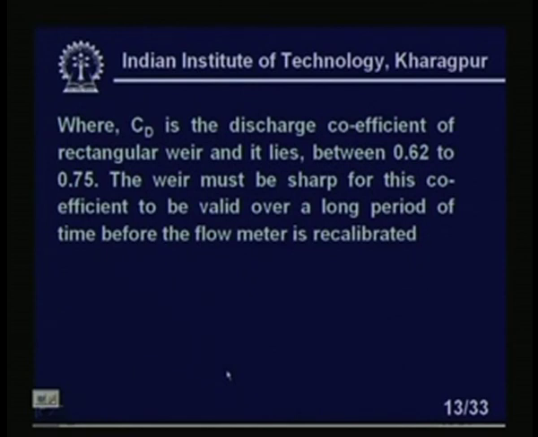where C D is the discharge coefficient of the rectangular weir, and it lies between 0.62 to 0.75, and the weir must be sharp for this coefficient to be valid over a long period of time before the flow meter is recalibrated, right. This I told you earlier also. That means this edge should be very sharp, otherwise the calibration constant or discharge coefficient will be modified. That happens in all the instruments, okay.